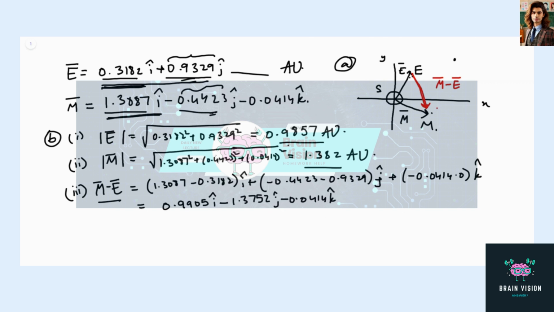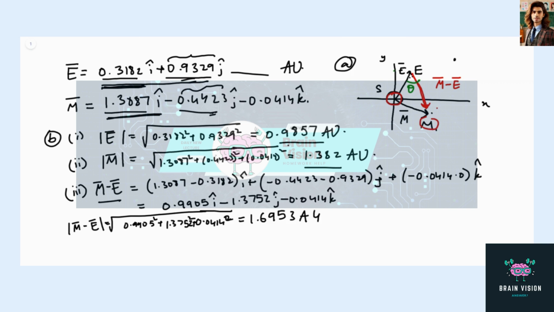Hence, the distance between Mars and Earth would be the modulus of this vector, which would be the square root of 0.9905 squared plus 1.3752 squared plus 0.0414 squared, which turns out to be 1.6953 astronomical units. Now we want to find out the angle subtended by Sun and Mars on Earth. That is, we need to find out this angle.